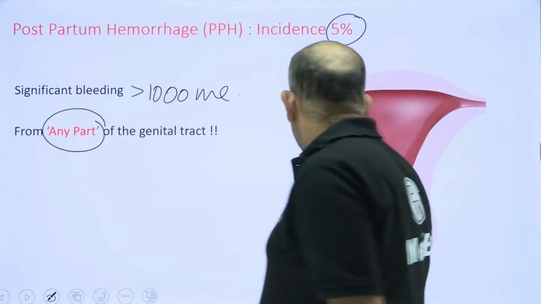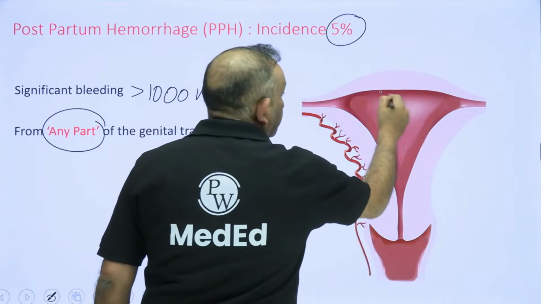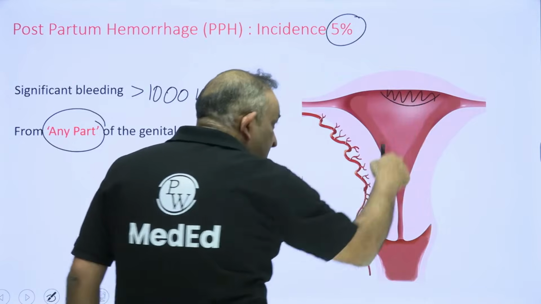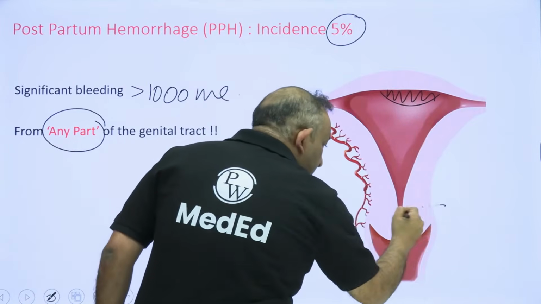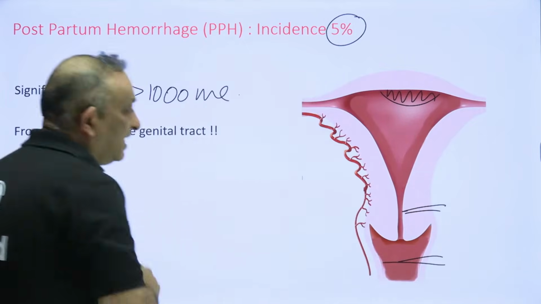So yes, any part. See, PPH will happen, let's say the placenta was attached here and the placenta is removed, she bleeds from here. But if the cervix is lacerated, if the vagina is lacerated, any part, if it is bleeding, then that is what is called a PPH.